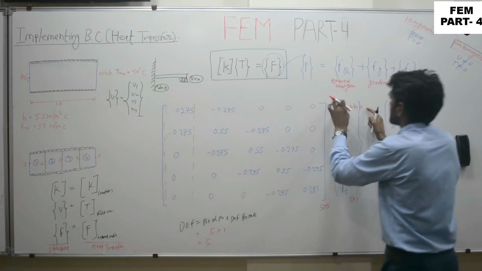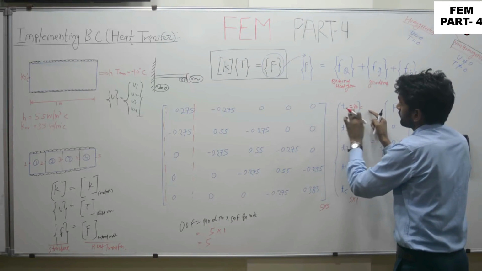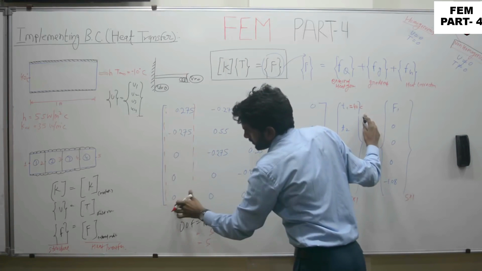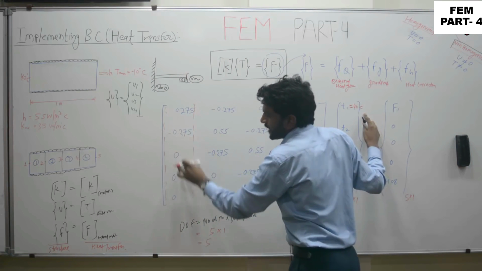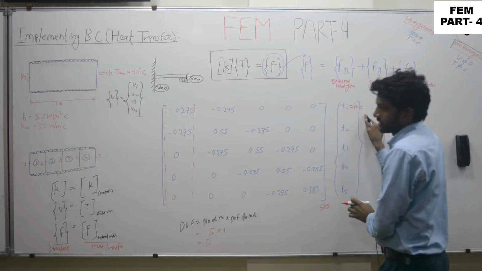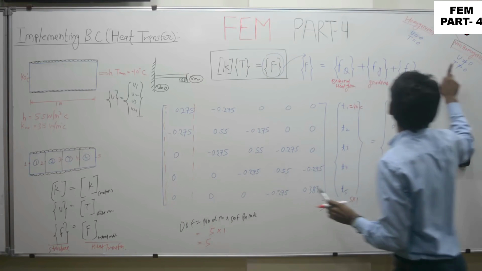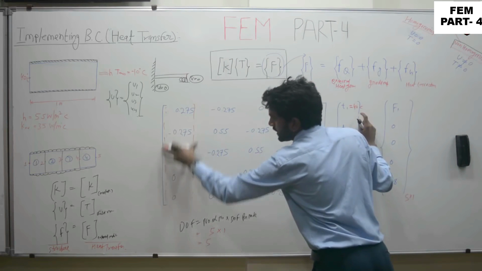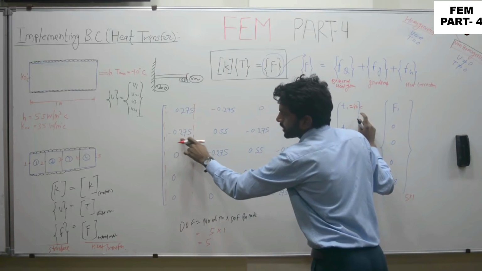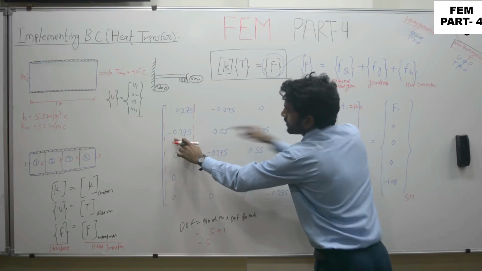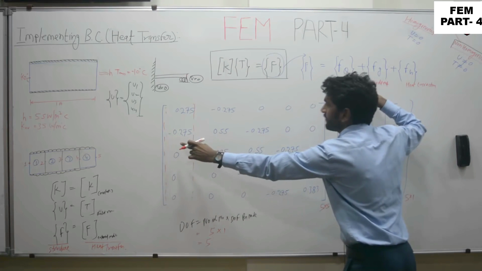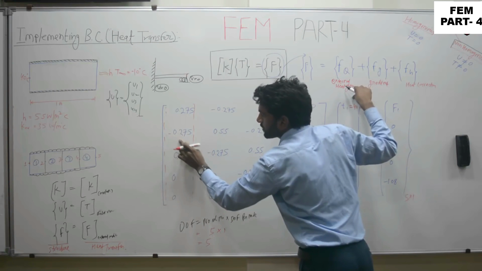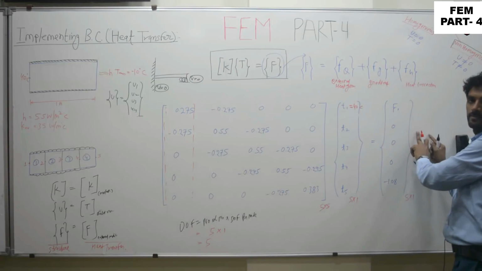First column means the contribution of this minus 40 degree centigrade is going to be affected only using this particular element of the conductance matrix. So how will we proceed for this type of boundary condition? We only need to multiply the corresponding node's value by the given temperature and then transport this value to the right hand side.